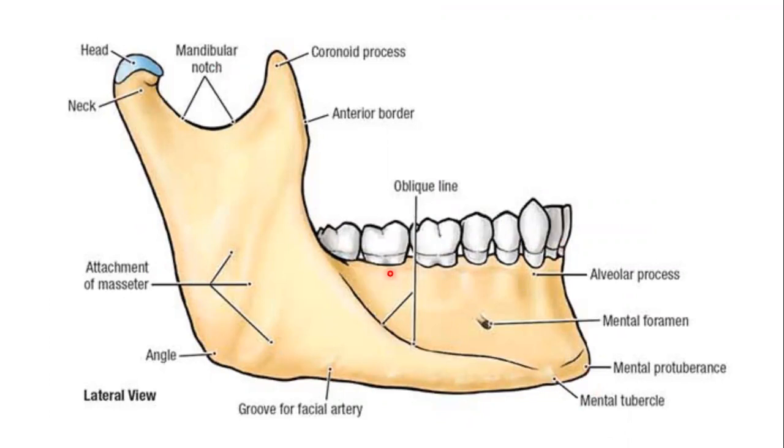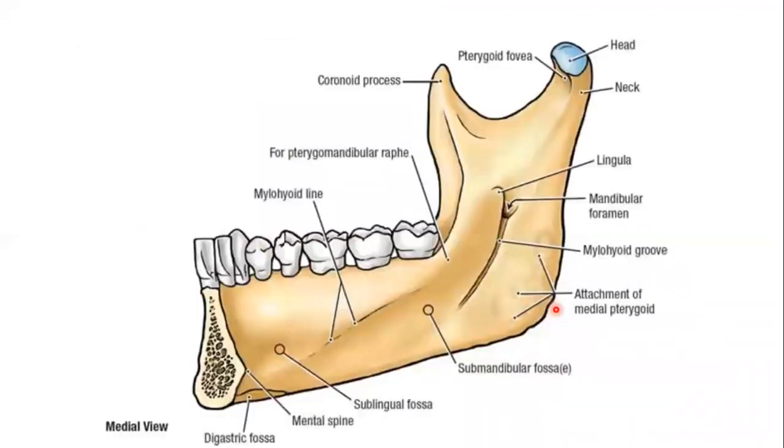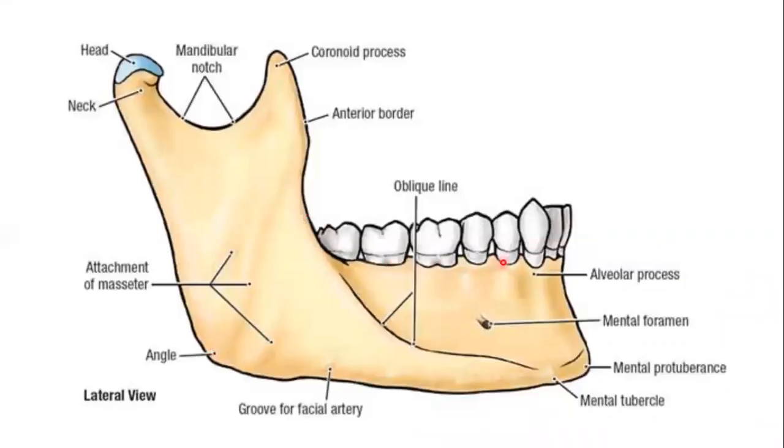The body is studied by dividing it into outer and inner surfaces. This is the outer surface of the body, and this is the inner surface of the body. It has two borders, an upper border and a lower border. The lower border is known as the base, and the upper border hosts the teeth. It is known as the alveolar process, and the lower teeth are present in that.